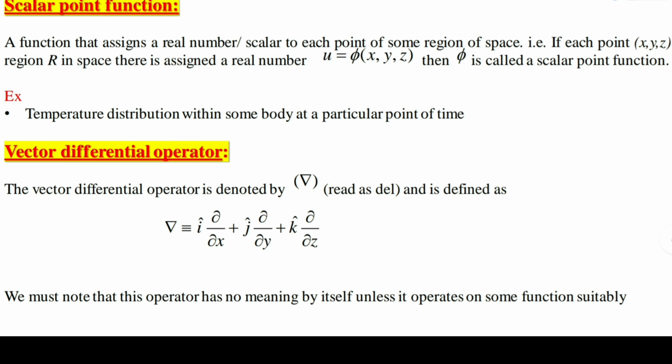Now scalar point function. Scalar means if you have some point x, y, z in space, the scalar is nothing but a function of x, y, z, that's all. If I say there is some point in space x, y, z, a scalar point function means a function of x, y, z. I can take x plus y plus z. It is a scalar point function where the function depends on x, y and z.